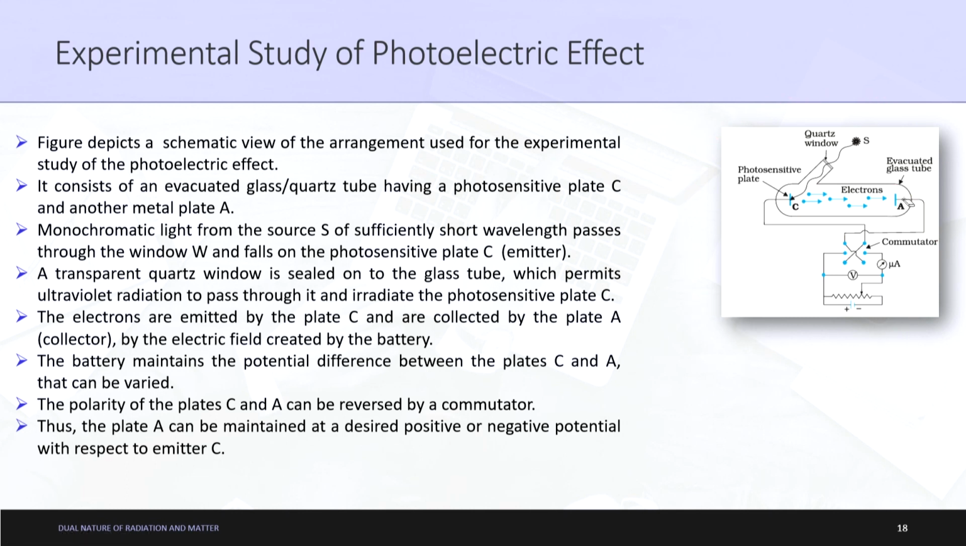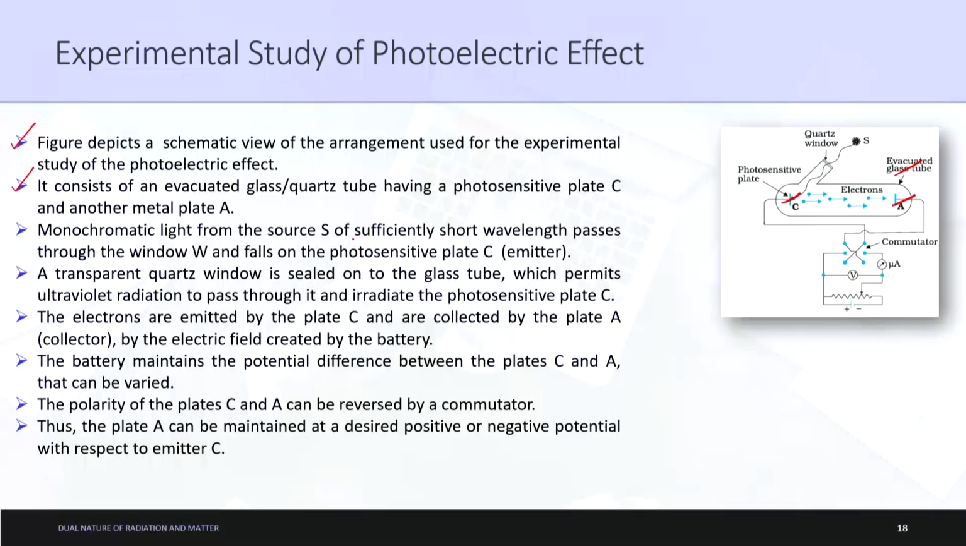Let us move on and check what is being explained here. The figure depicts a schematic view of the arrangement used for the experimental study of the photoelectric effect. It consists of an evacuated glass or quartz tube having a photosensitive plate C and another metal plate A. Monochromatic light from the source S of sufficiently short wavelength passes through the window W and falls on the photosensitive plate C. What is monochromatic light? A light which has a single wavelength is called monochromatic light.